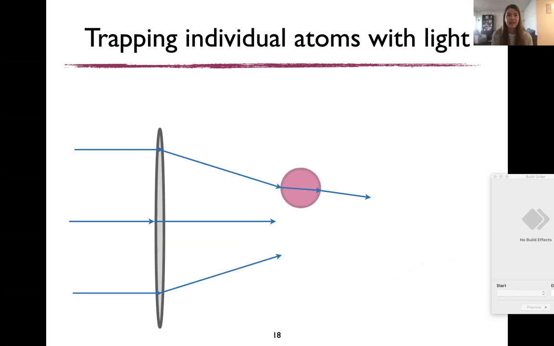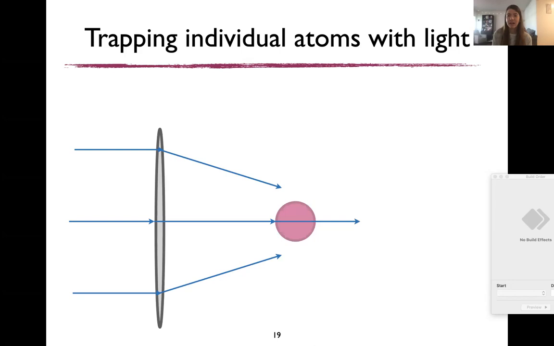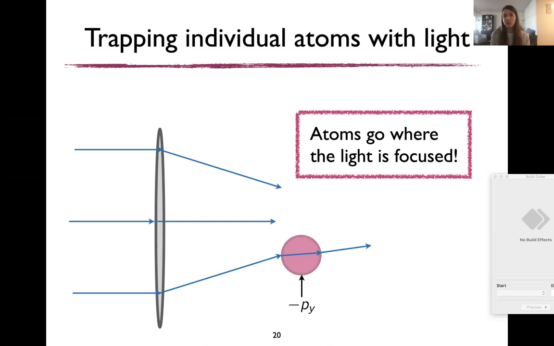So now, instead of looking at what is happening on the lens, we look at what is happening on an atom. For now, let's pretend that the atom is not a quantum object. Let's just think of the atom as a little bead of glass. When it sees some light, it might bend the light and change its direction, so that will cause the atom to feel a force. Here it would feel a force going down. If the atom is at the center, it will not bend the light, so there will be no force. And if I move to the other side, then it will feel a force going up. So the message here is that atoms will tend to go where the light is being focused, where the light is most intense.